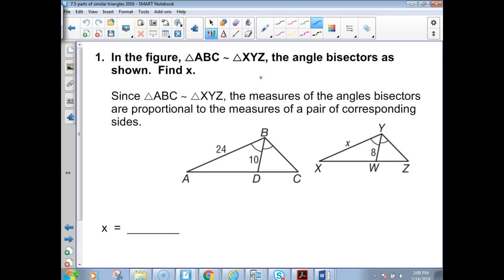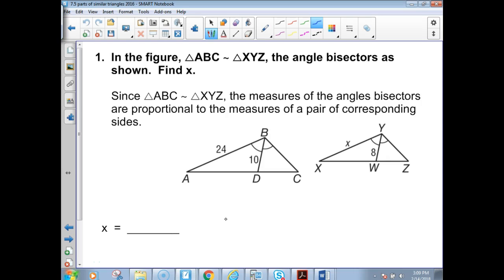So in the figure, triangle ABC is said to be similar to triangle XYZ. The angle bisectors are shown. Since triangle ABC is similar to triangle XYZ, the measures of the angle bisectors are proportional to the measures of a pair of corresponding sides. So it just has to be a pair of corresponding sides. So in this diagram, how would you set up the proportion?